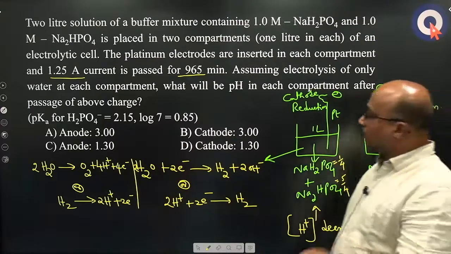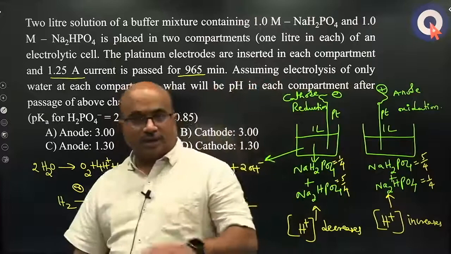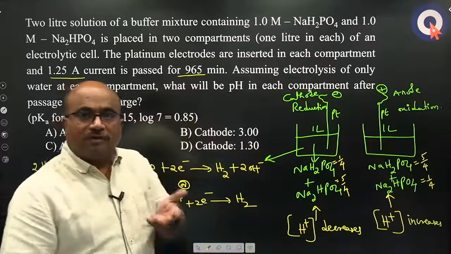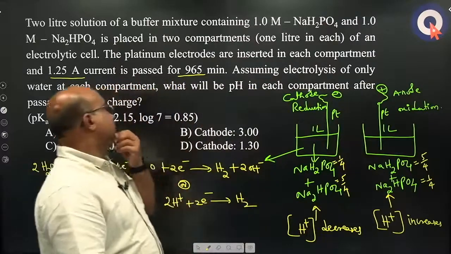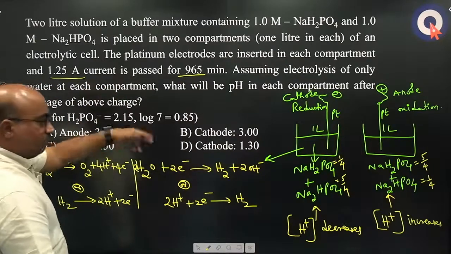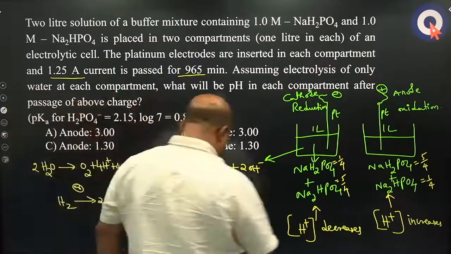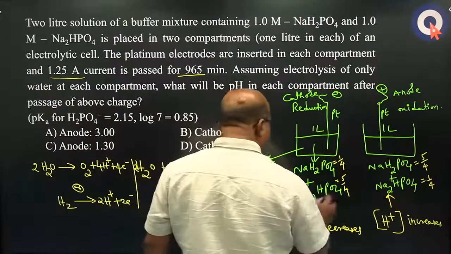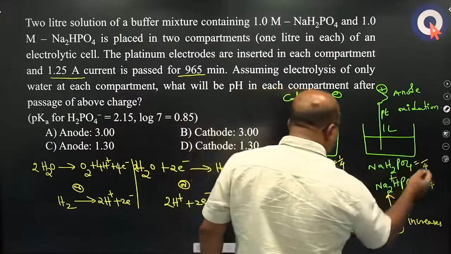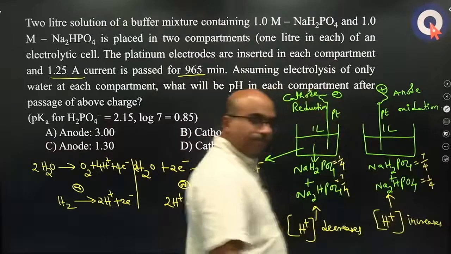So what is asked now? What is the pH in each compartment after the passage of that current? We know this is an acidic buffer, and the pKa value is given, so we can directly use it and calculate. So this is 7 by 4, no? This is not 5 by 4, it is 3/4, so we are adding 1/4. So it becomes 7 by 4.